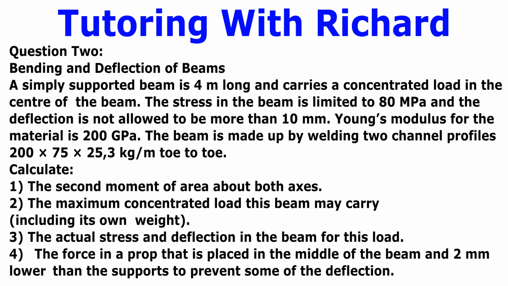Okay, our question states, a simply supported beam is 4 meters long and carries a concentrated load in the center of the beam. The stress on the beam is limited to 80 megapascals and the deflection is not allowed to be more than 10 millimeters. Young's modulus for this material is 200 gigapascals, and the beam is made up by welding 2 channel profiles, 200 by 75 by 25.3 kg per meter toe to toe.